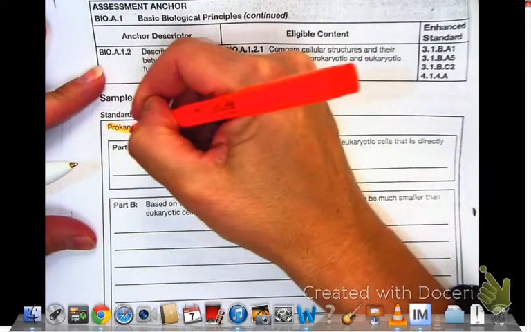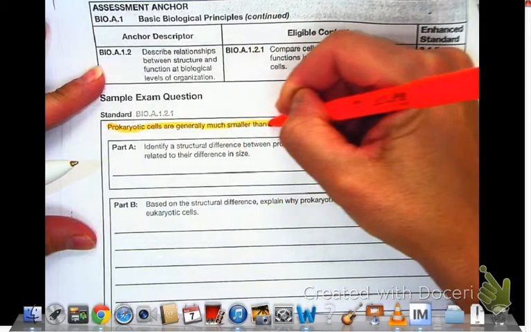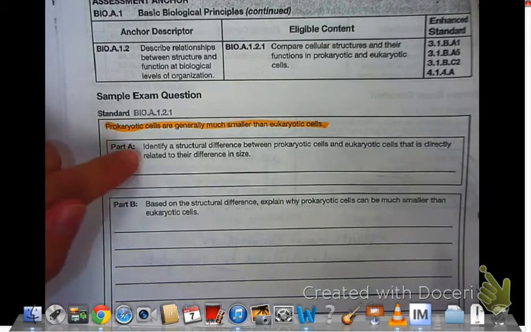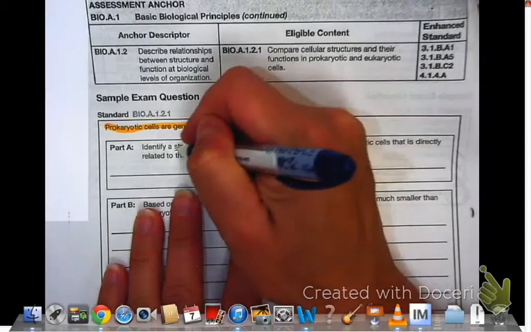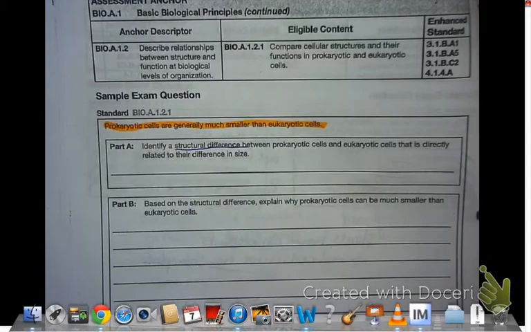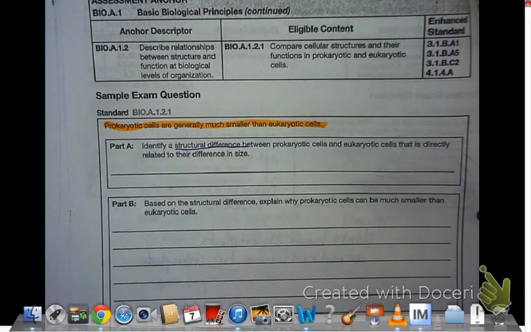So, at the top, it says prokaryotic cells are generally much smaller than eukaryotic cells. So it's telling us that, right? In the very first part, it wants us to identify a structural difference between prokaryotic cells and eukaryotic cells that is directly related to their difference in size. So what do they have? What does a eukaryotic cell have that makes it larger than a prokaryotic cell?